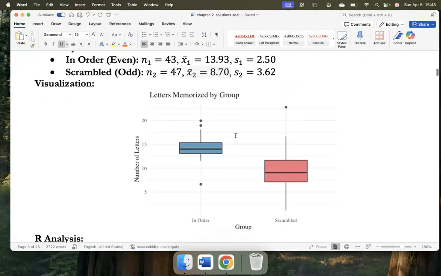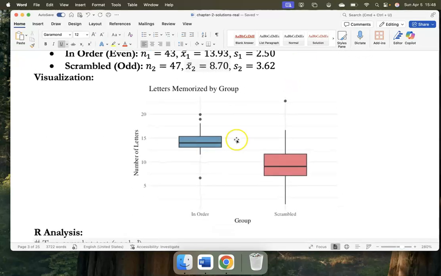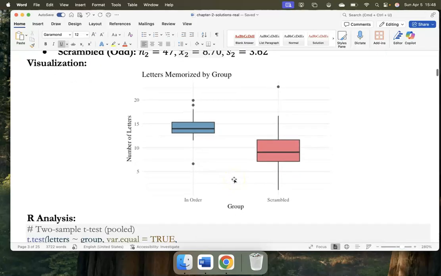And so then here is the data. It's a little wonky, but here you have in order being a lot larger than scrambled. One of the biggest caveats to notice here is that you cannot determine the mean from box plots. You can only determine the median. These horizontal lines are the median. But even so, the median for in order is a lot larger than scrambled.